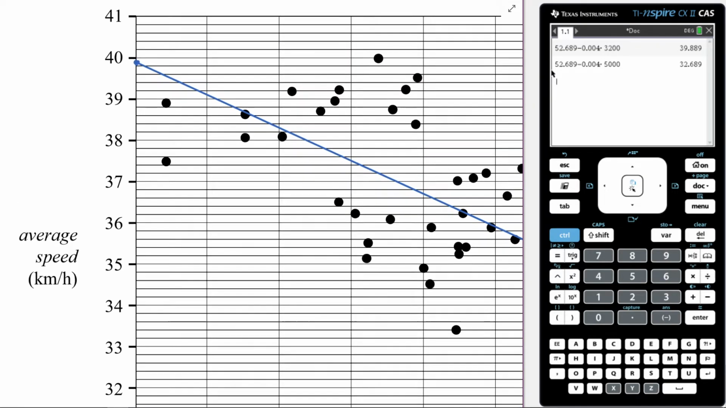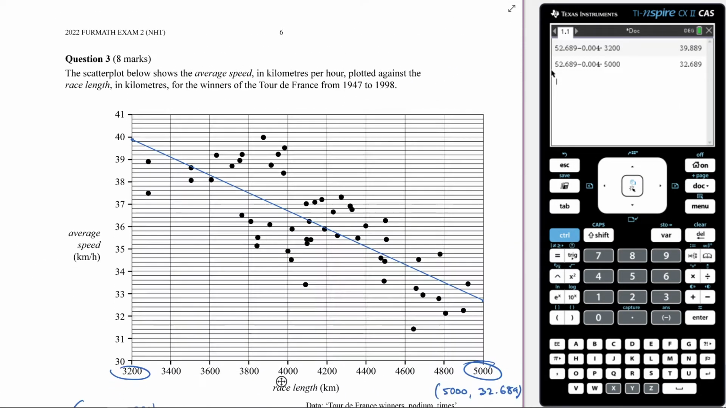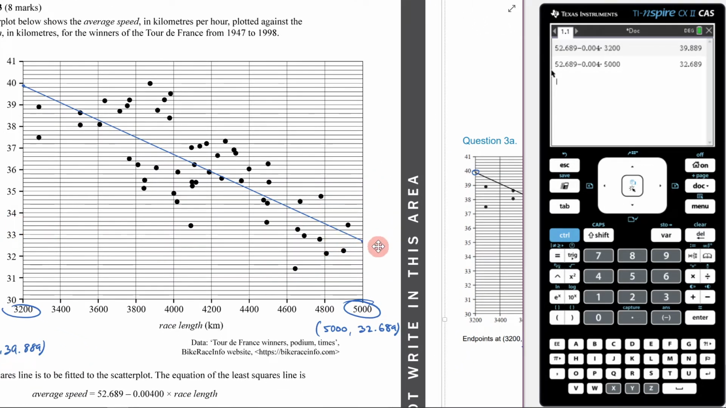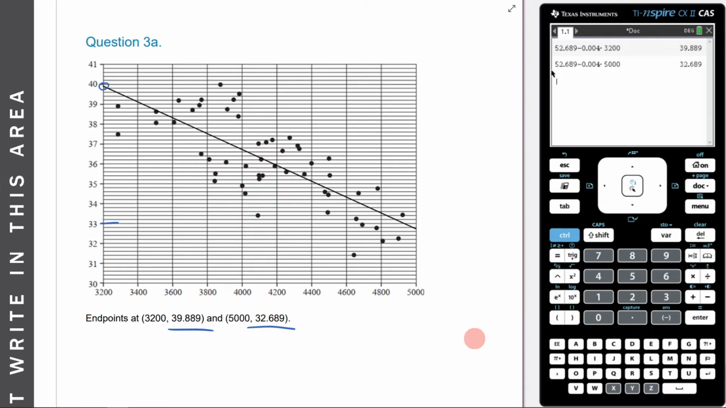Is that what I did? It is. I went one below 40. And then for the other one, I went 2 below 33, it looks like. And if I come over here, here is 33. And I went 1, I'm in the second one there. And that's what we did as well.